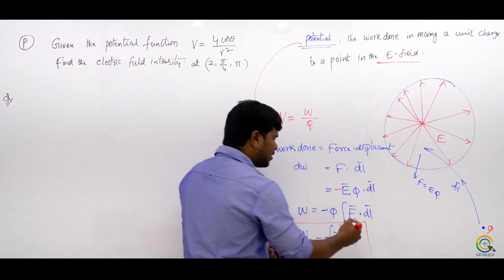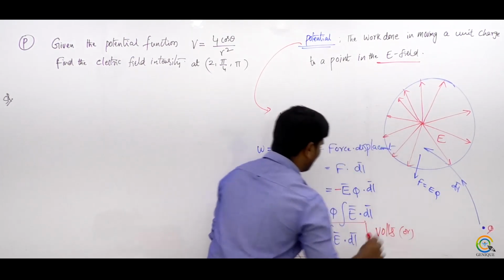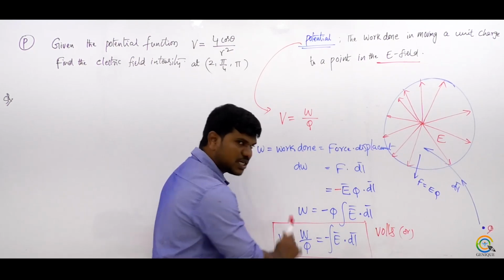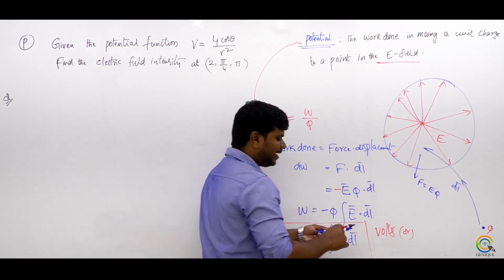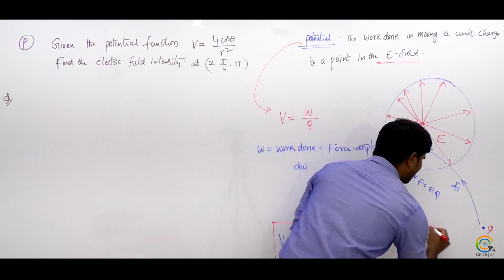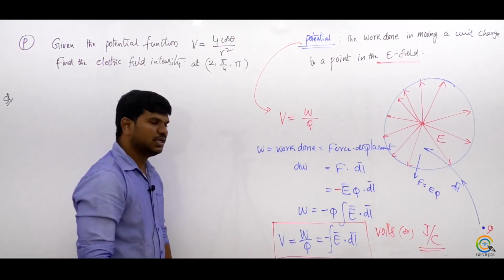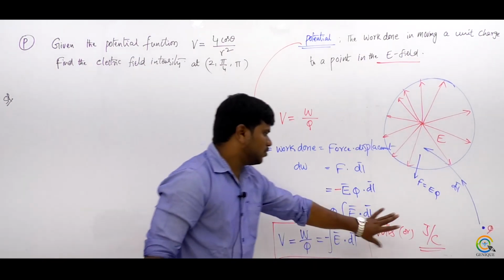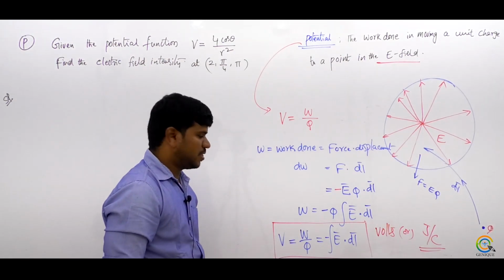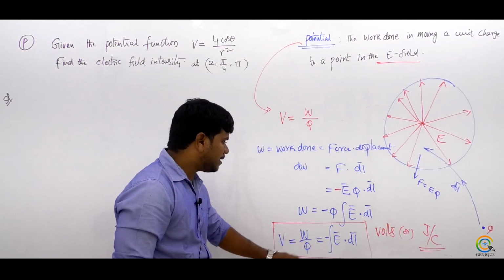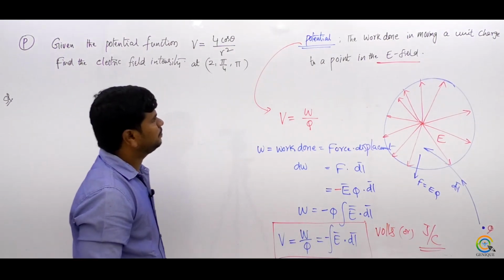So what are the units of this? The units of this are volts. Or what is the work done? Work done per charge is work done in joules per coulomb. Joules per coulomb. These are the two units. So voltage is nothing but work done per unit charge. Okay. So this is the potential.